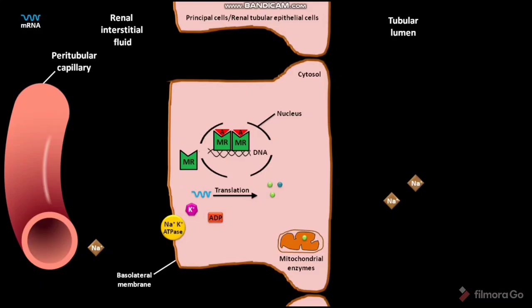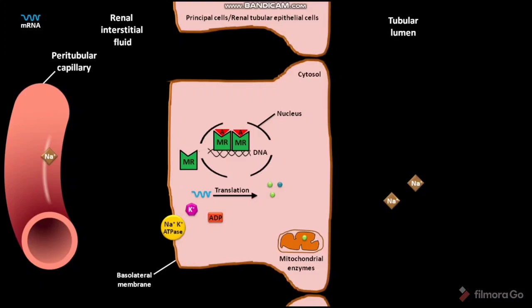This K+ ion is secreted out of the cell and reaches the tubular lumen by a channel protein, which is not shown here. The channel protein is called ROMK. The Na+ ion present in the renal interstitial fluid moves into the peritubular capillary.